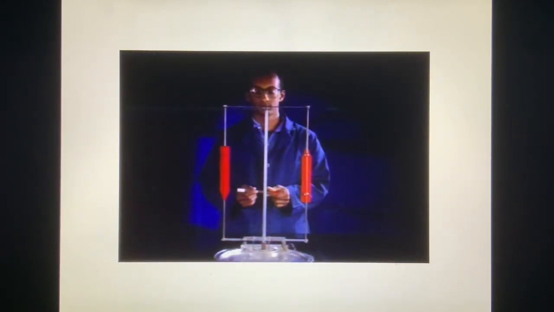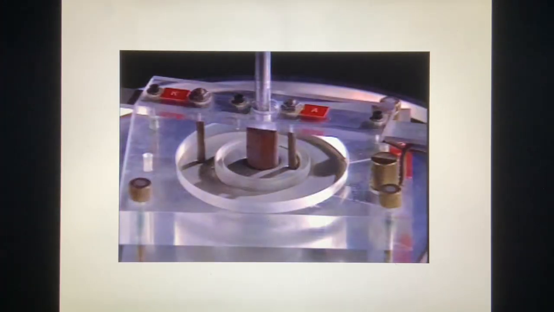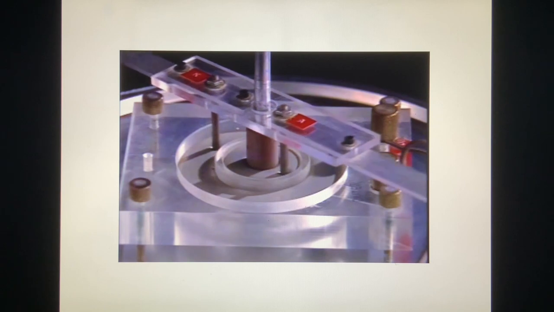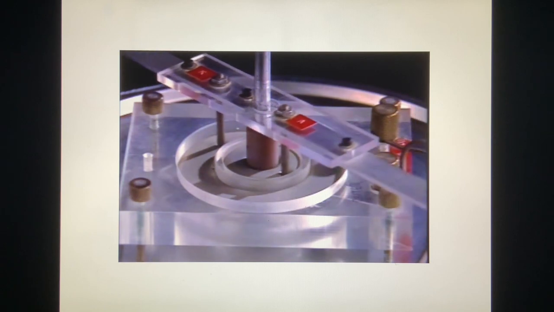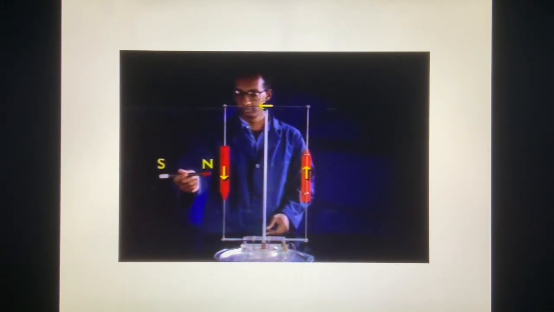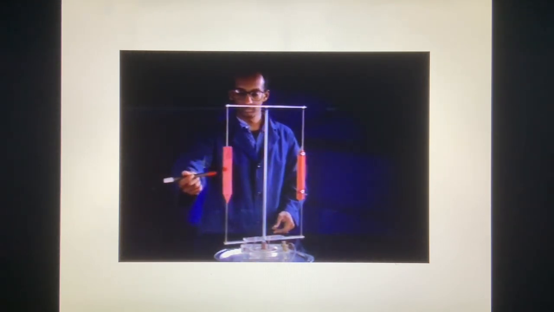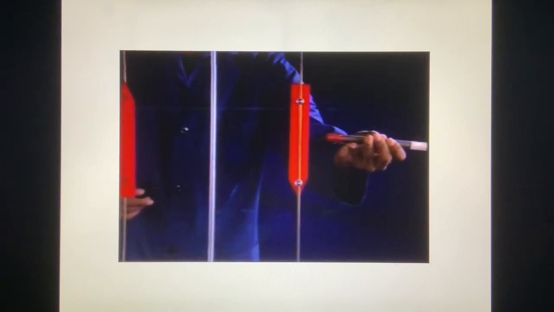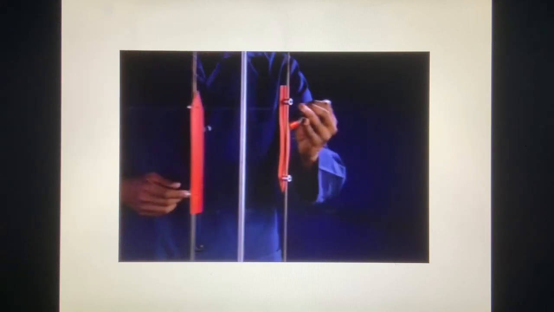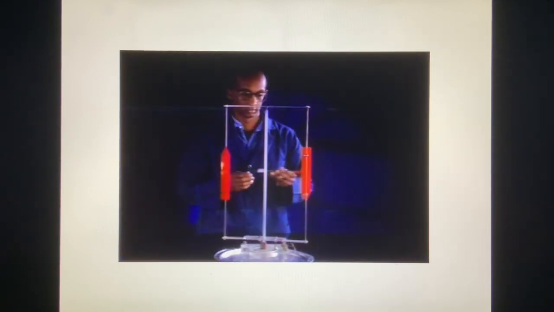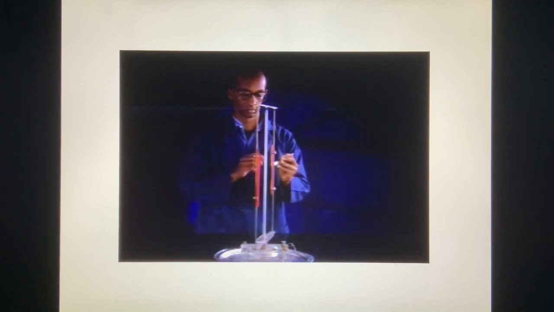This square aluminum frame rotates on a pivot bearing. At the bottom of the frame, contacts dip down into two separate pools of mercury, which allow us to run current through the frame, yet leave it free to rotate. We'll run a current in this direction through the frame, then bring a bar magnet up to the frame, north pole first. The frame rotates to the right. If we repeat with the south side of the magnet, the frame rotates to the left.